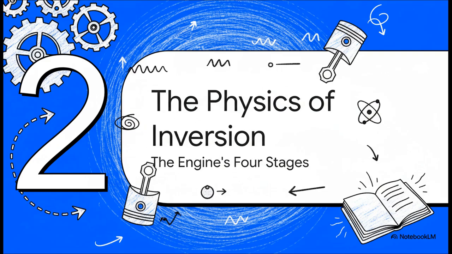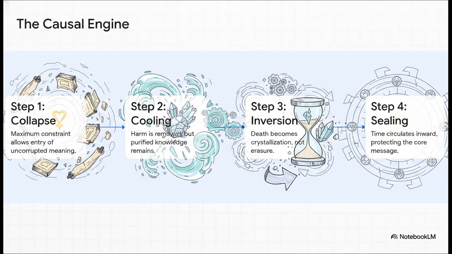So how does this engine actually work? What are its fundamental laws? Let's pop the hood and break down the physics of this whole inversion thing. We're going to walk through the 4 key stages that make this entire system tick. And here's our roadmap. It's like a 4-stroke cycle. First, collapse. Then, cooling. Then inversion. And finally, sealing. Each step builds perfectly on the last one, creating this self-sustaining loop that's designed for one thing and one thing only: preservation.